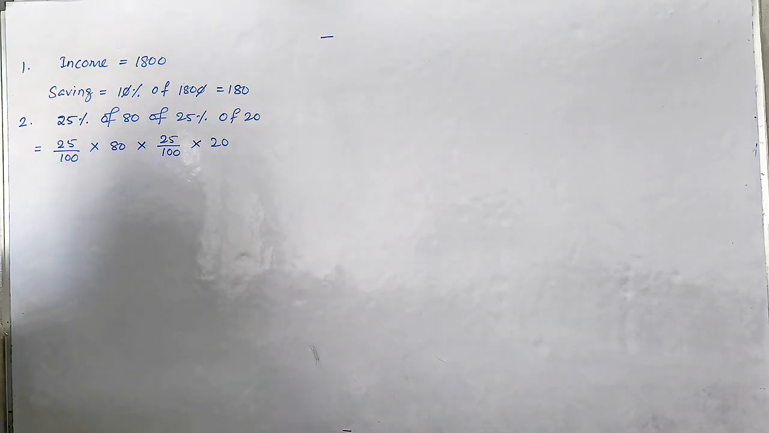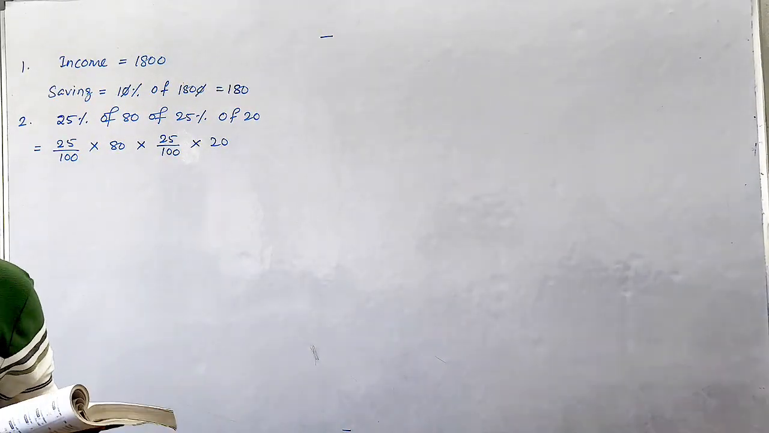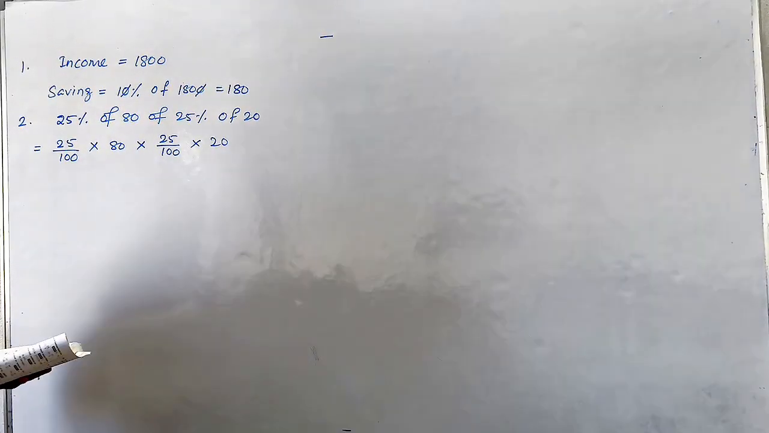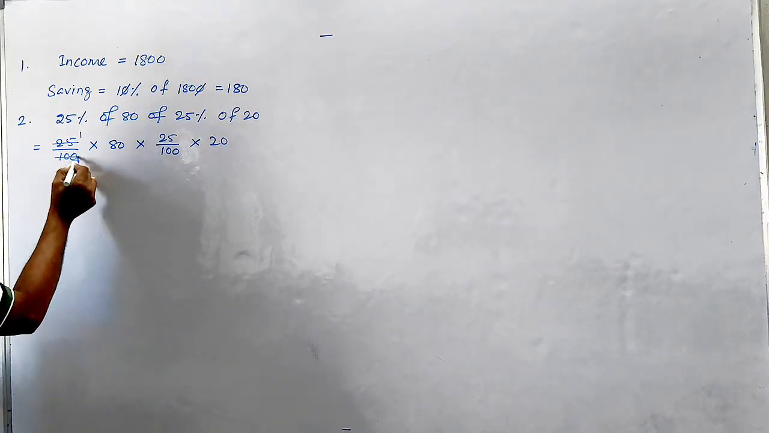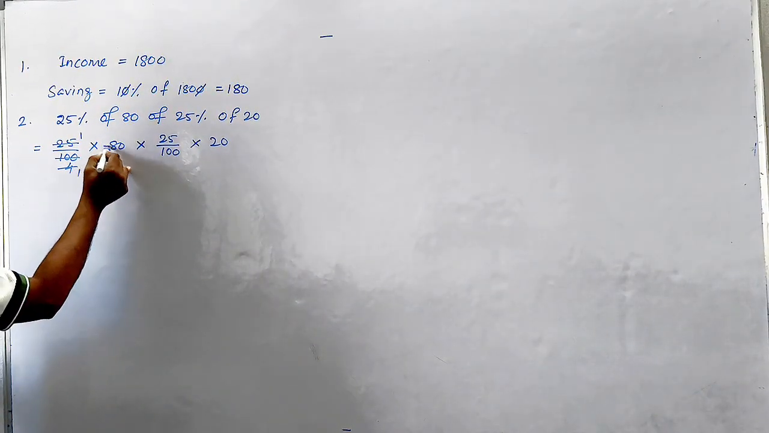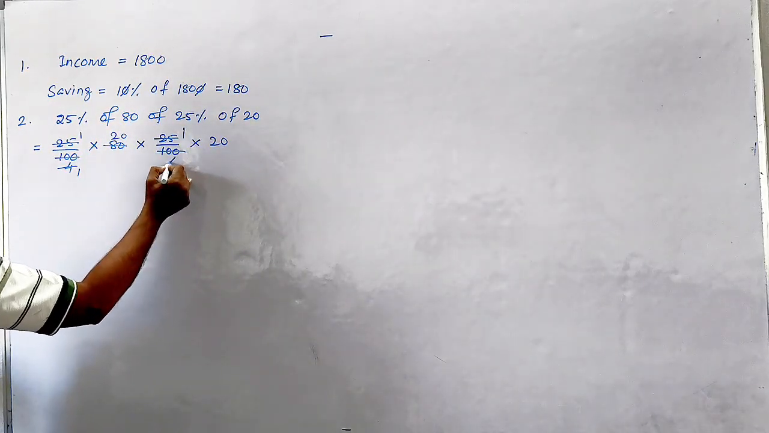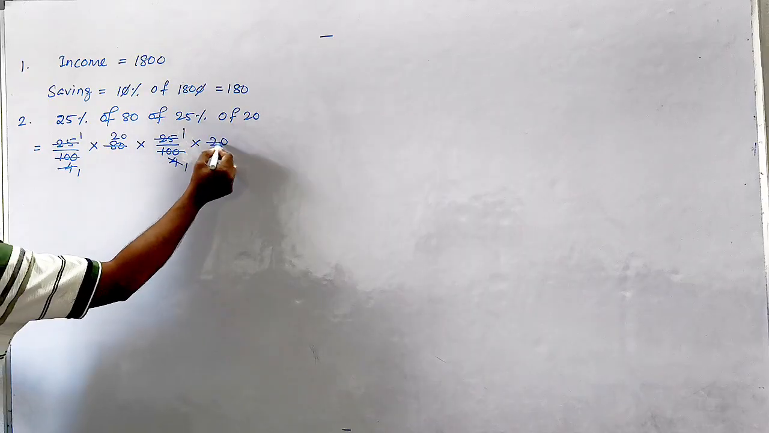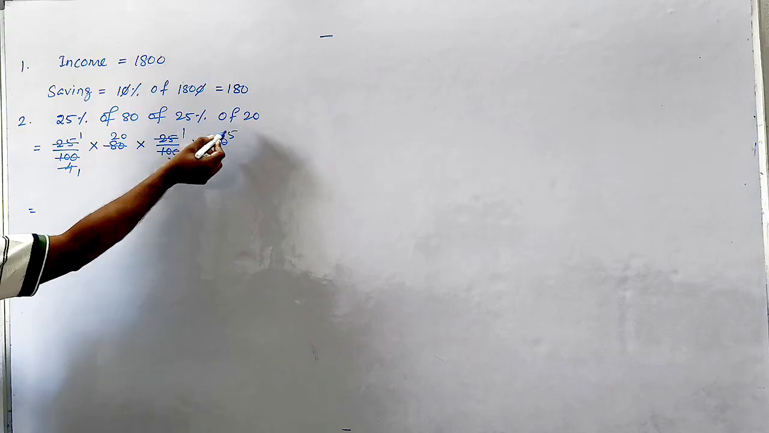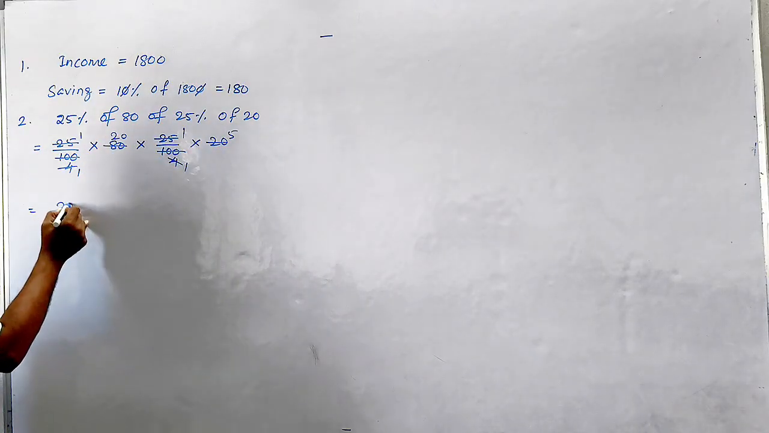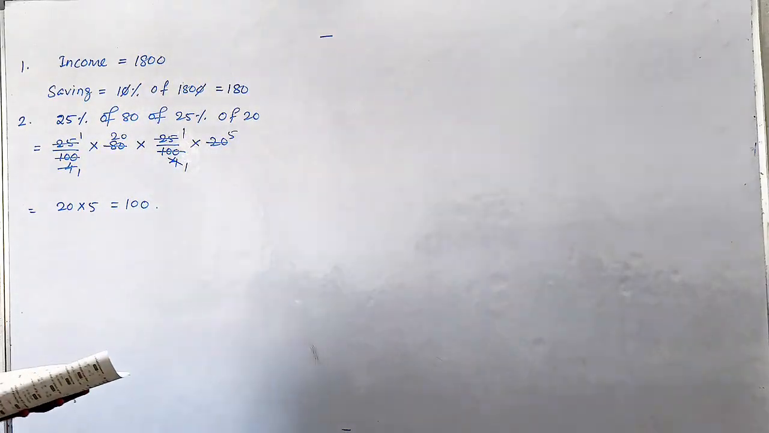Clear all? Wherever of is there, we have to put multiplication. Wherever percentage is there, we have to write by 100. See now here. 25 ones are 25, fours are 4, ones are 4, 20s are 20. Similarly, 25 ones are 25, fours are 4, ones are 4, fives are 20. Now whatever is left, we will write 1 into 20 into 1 into 5. That means only 20 into 5 now. How much? It is 100. That's your answer.